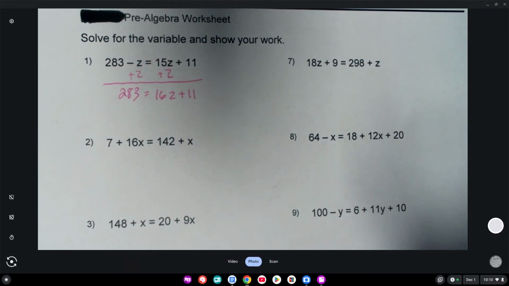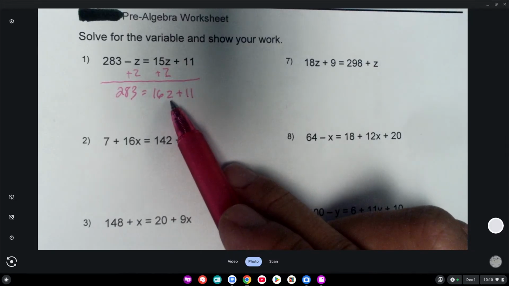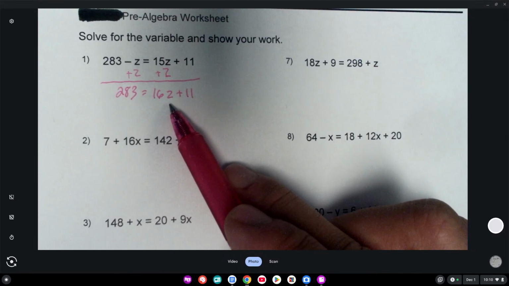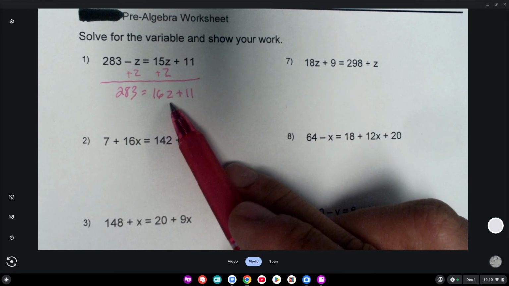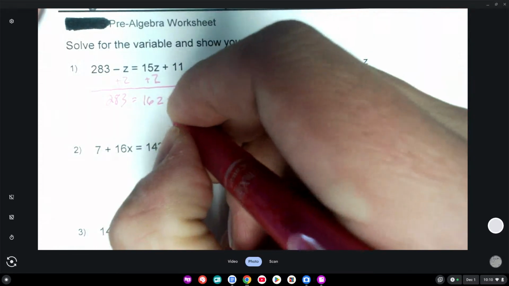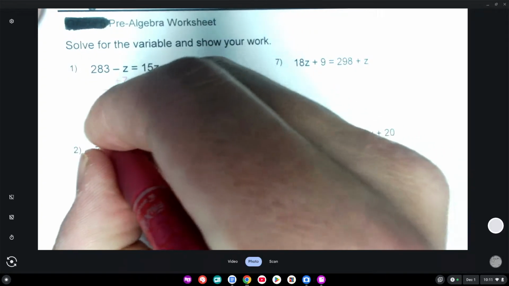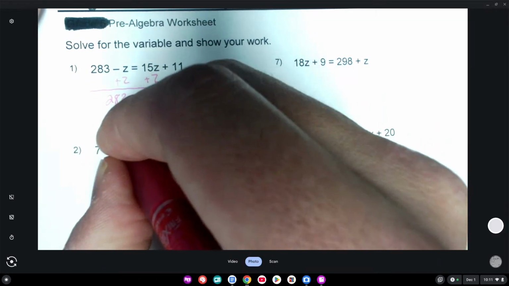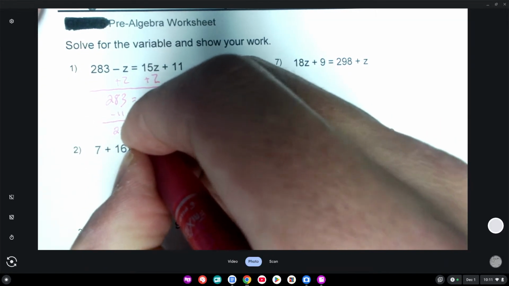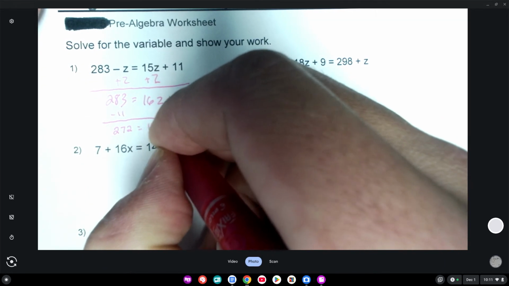Next thing I need to do, I have all my z's in one place now. I need to get rid of the plus 11, so I'm going to subtract 11 from both sides. Minus 11 here and here. That makes 272 equals 16z.